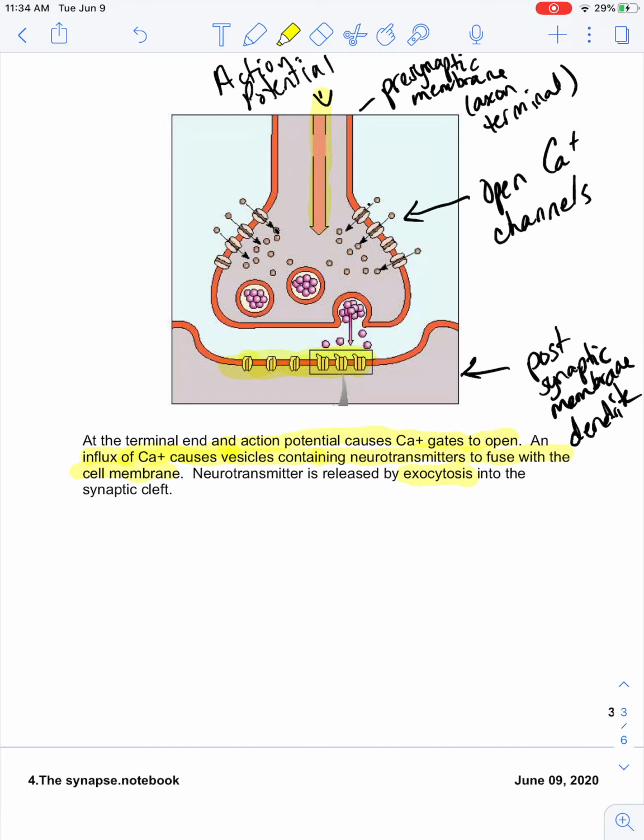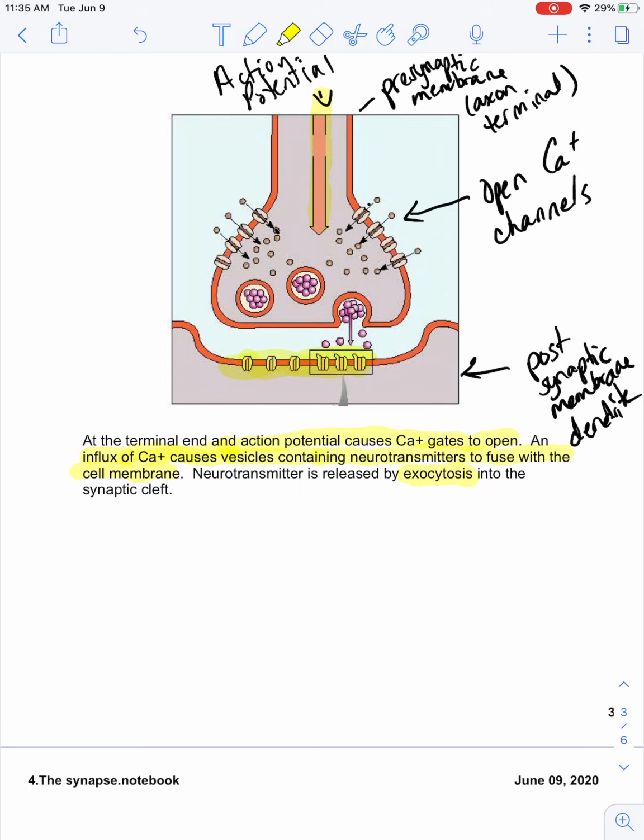So you want to make connections to our first unit, where we talked about vesicles, where we talked about exocytosis, all these things. If you remember these things and you connect them to your knowledge of a synapse now, you're far more likely to remember the concept of a synapse.